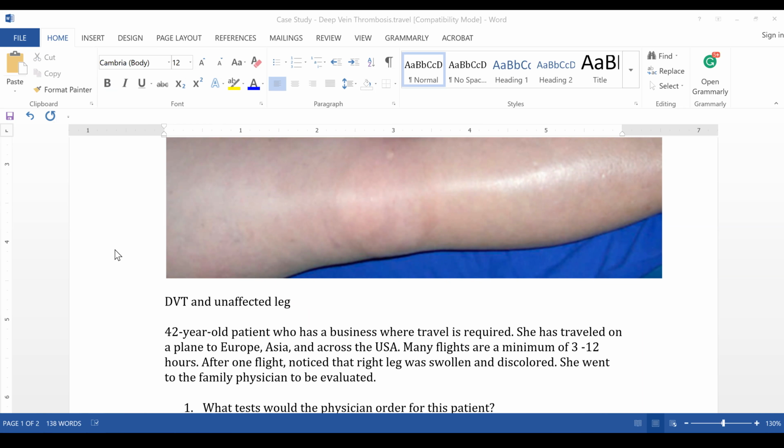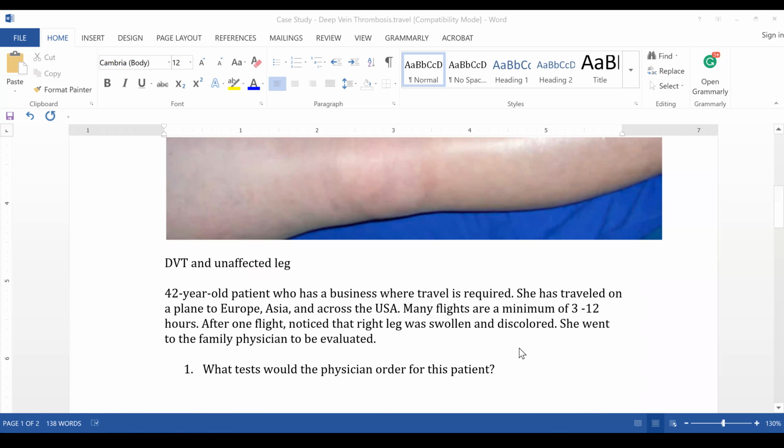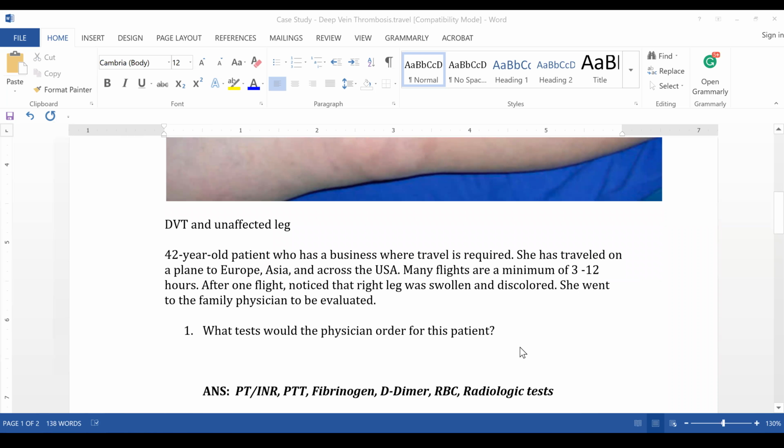Labs, which labs, Kagan? PT, PTT. All right, so these would be all the lab values, and it does say radiologic test. Red blood cells, D-dimer, fibrinogen, PT-INR, and PTT.